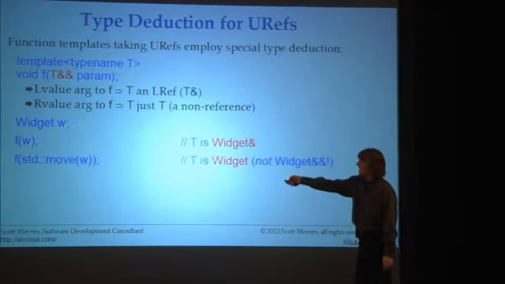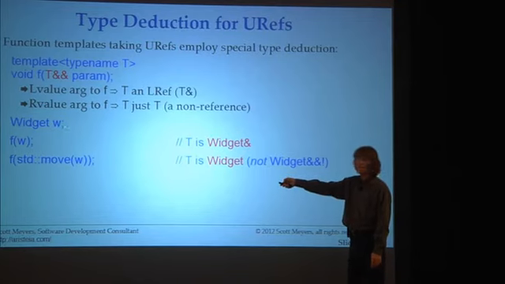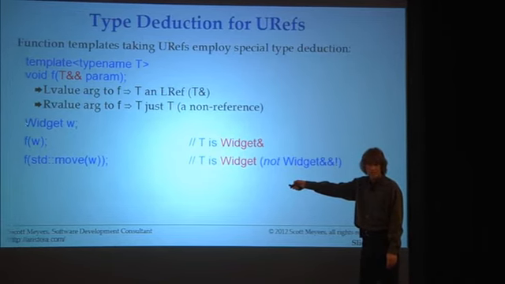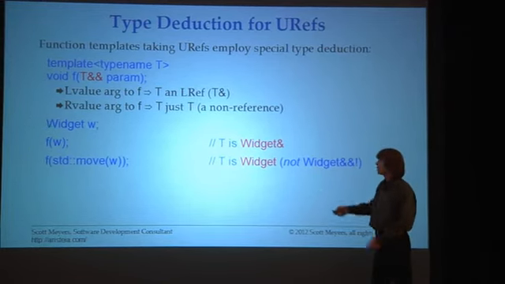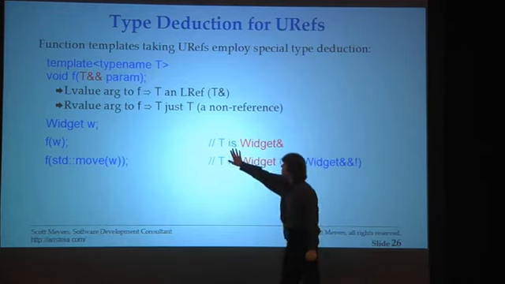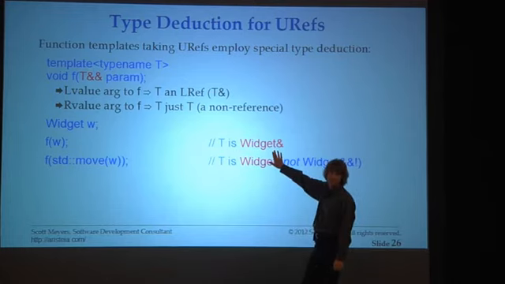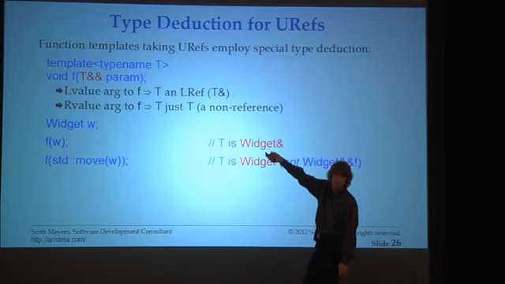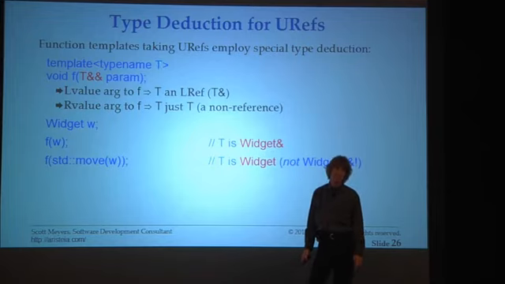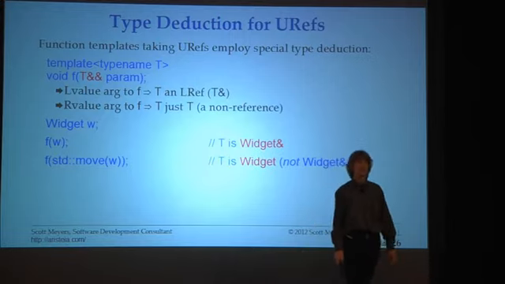So, w is a widget. It's an L value because you can take its address. I call f of w. Now, the type of w is widget. That's its type. The type that will be deduced for T is widget ref, because it is an L value. Special rule only applies to universal references.